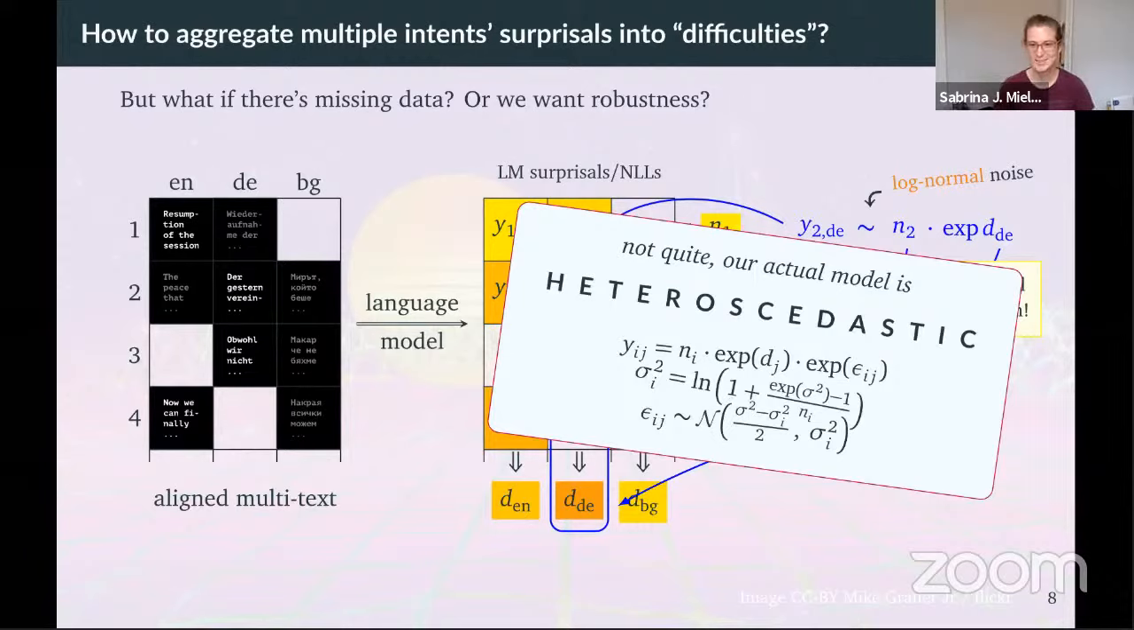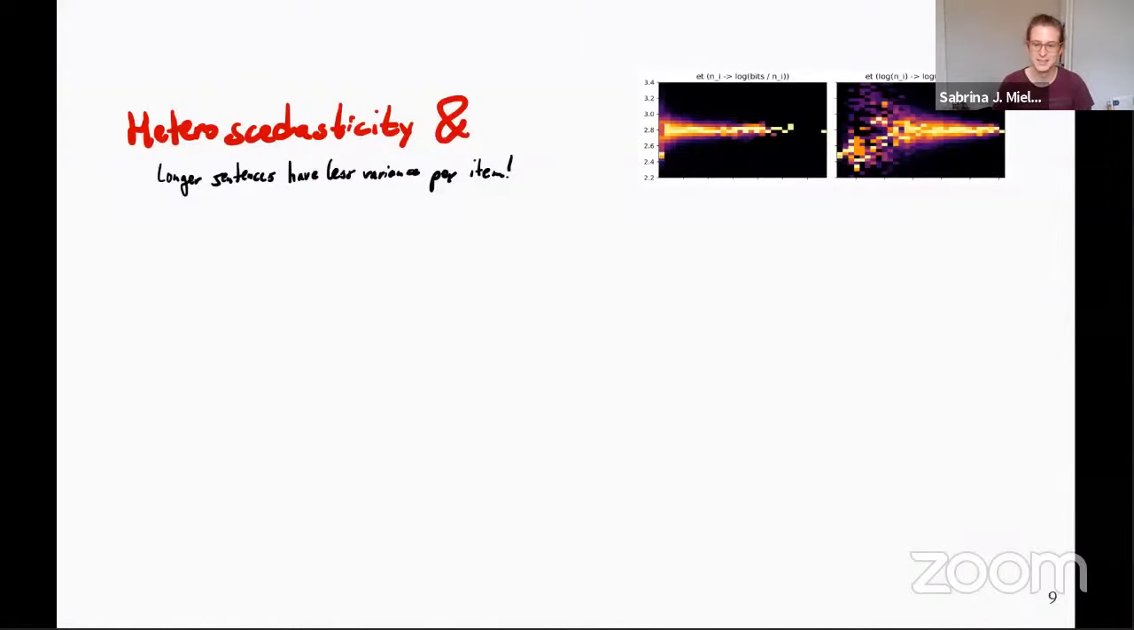Our actual model is heteroscedastic, which was a word I had never heard before this paper. But now I see it pop up everywhere. It's very funny. Once you know these things, you see them and you're like, oh, I remember this. This is the thing that my advisor made me do. What is heteroscedasticity? So that's what my newly added slides look like.